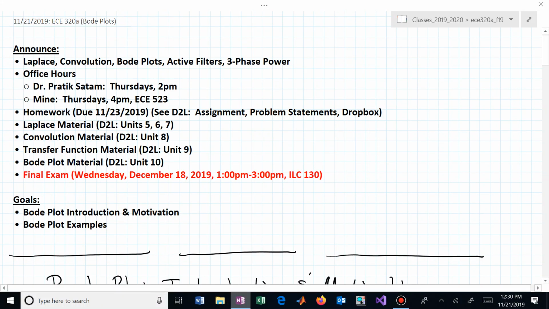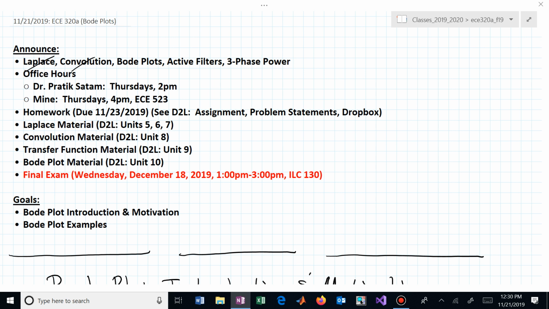We are, if you're keeping score, walking through some of these topics that we're planning to provide information for before the end of the semester. We've done Laplace, we've done convolution. Obviously, there's additional material or resources available for you. You can see that Laplace is units 5, 6, 7, and 9.